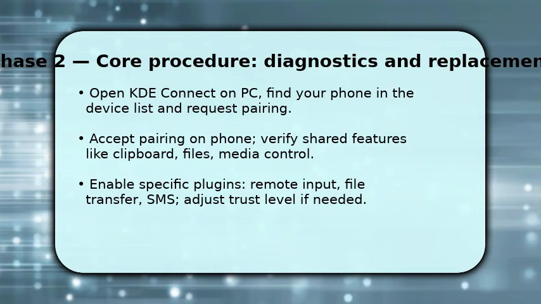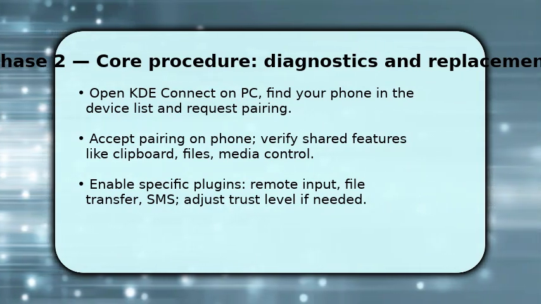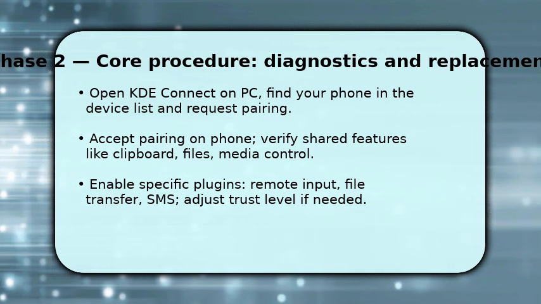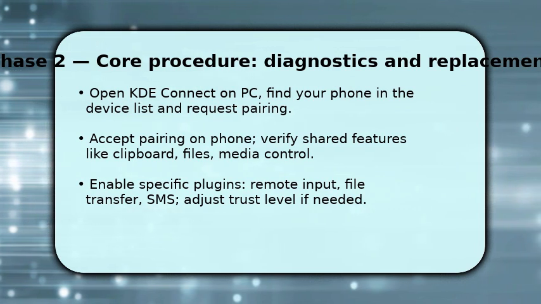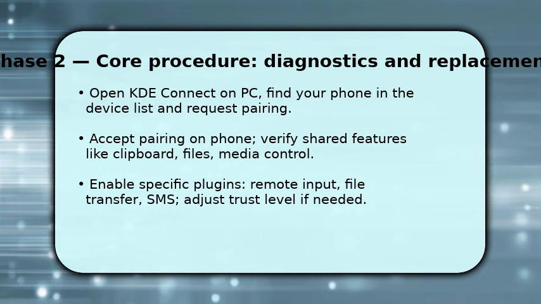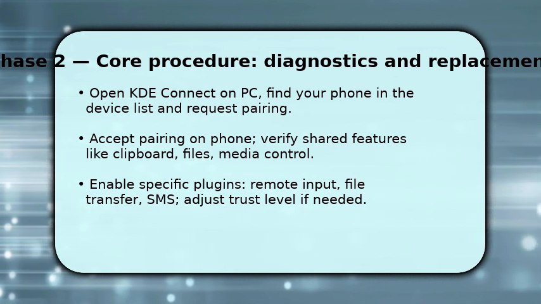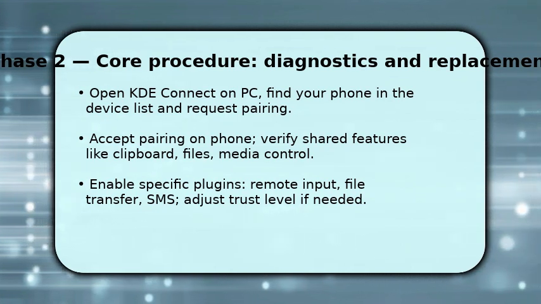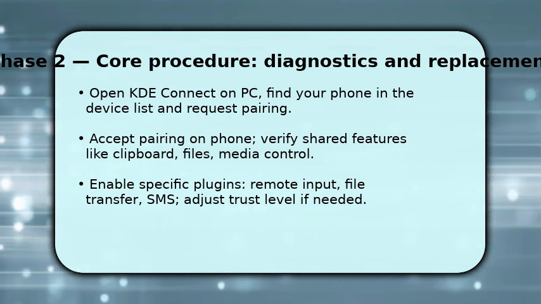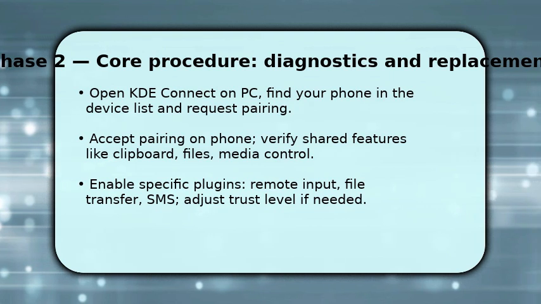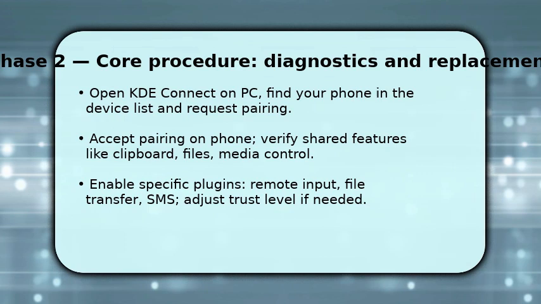Pairing is simple. On your PC, open KDE Connect, locate the phone in the devices list, and send a pairing request. You must accept that request on the phone. This exchange establishes trust and lets KDE Connect enable features. Once paired, configure plugins, enable clipboard sync for copy-paste, media control for audio, and file transfer for sending pictures. If you want remote input, enable that plugin. Make sure to fine-tune permissions so each feature works securely and predictably.